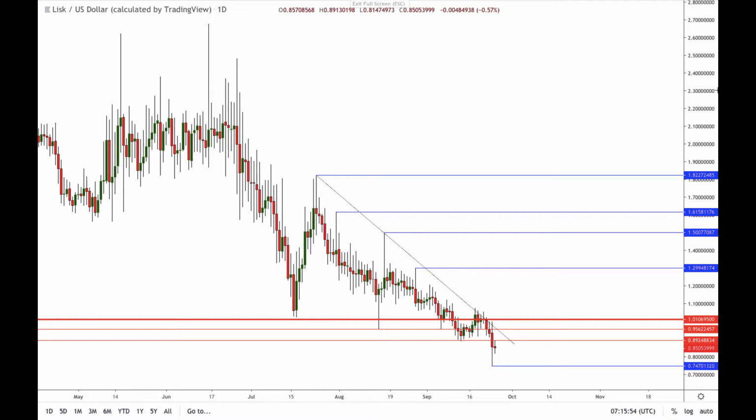Today is Wednesday, 25th of September 2019, and we are going to take a look at the Lisk quoted to American dollar on a daily time frame chart. So what do we have here? As you can obviously see, there is this bunch of levels here and this trend line here. So when we look at this chart, we can see straight away that the dominant trend is down.